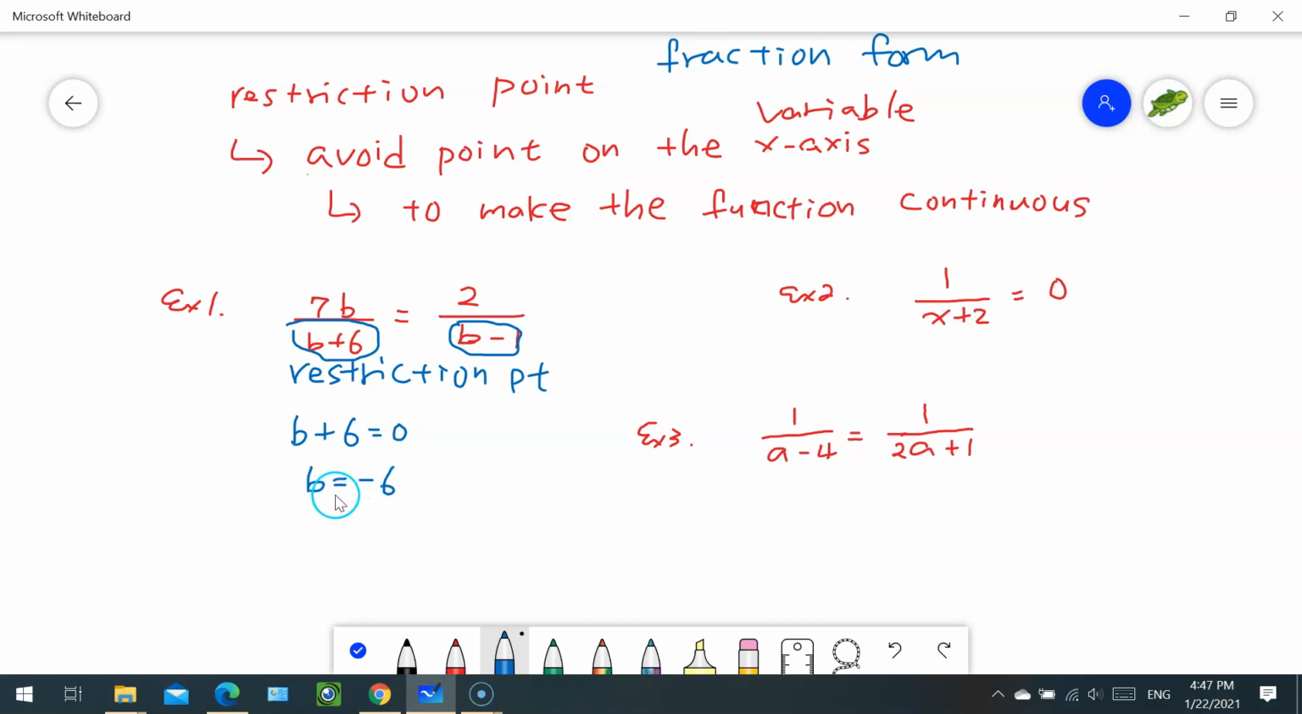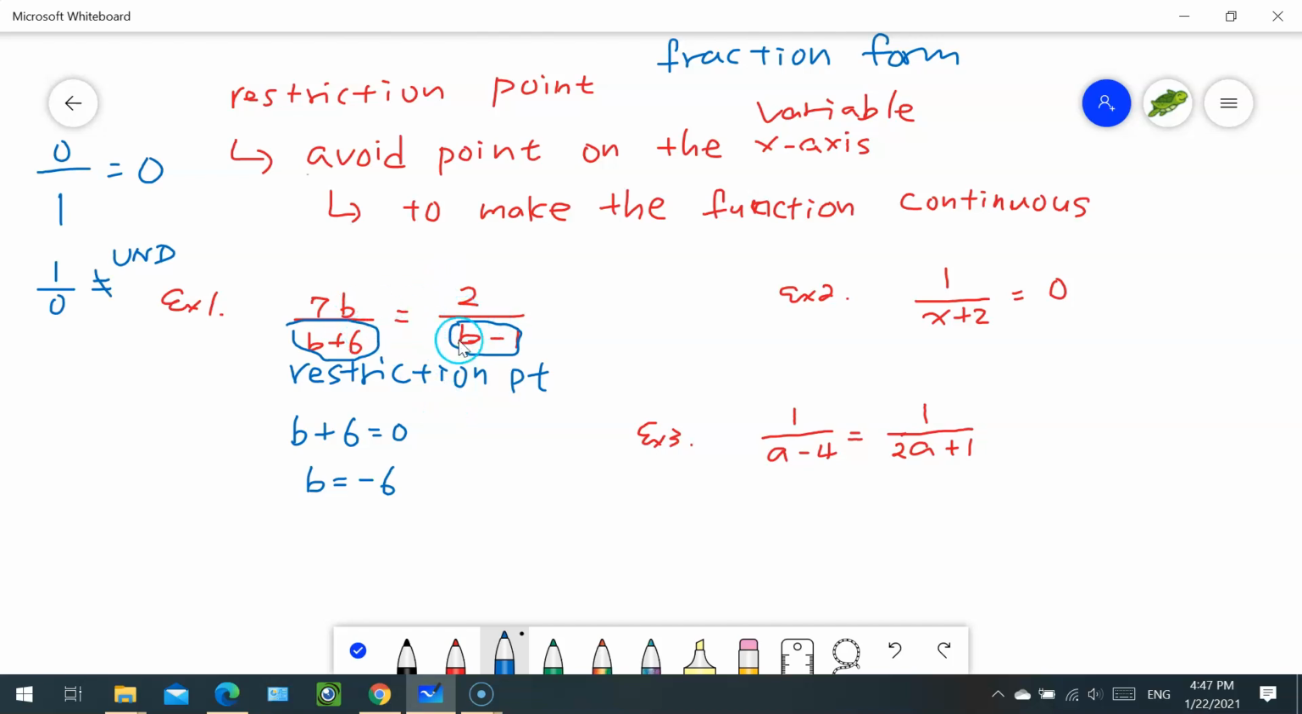I can pick whatever number on the number line to substitute into b, but the only one number I cannot have is negative 6, because when I have negative 6 plus 6, it turns to 0. When you have 0 over 1, this is okay. This is equal to 0. However, when you have 1 over 0, this is not good. Nobody knows what it is. This is undefined. So we want to avoid the denominator turning to 0, and that's where the idea of the restriction point comes from.